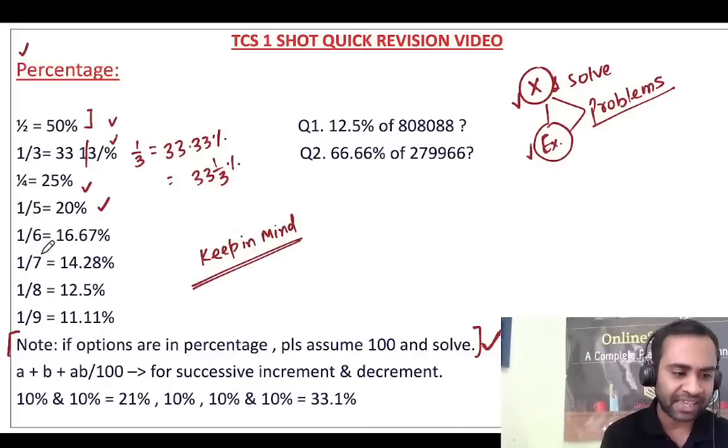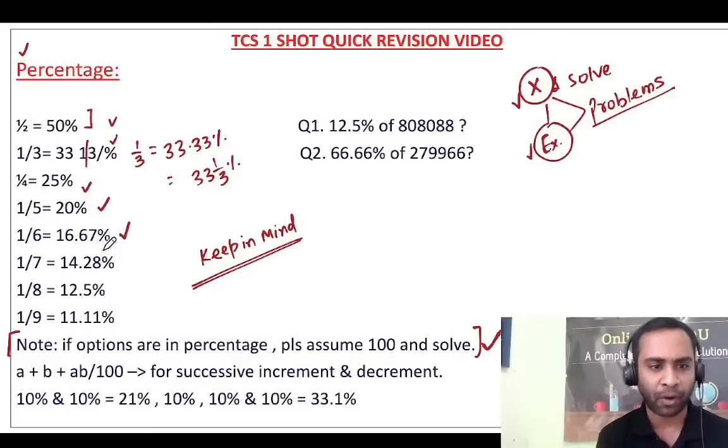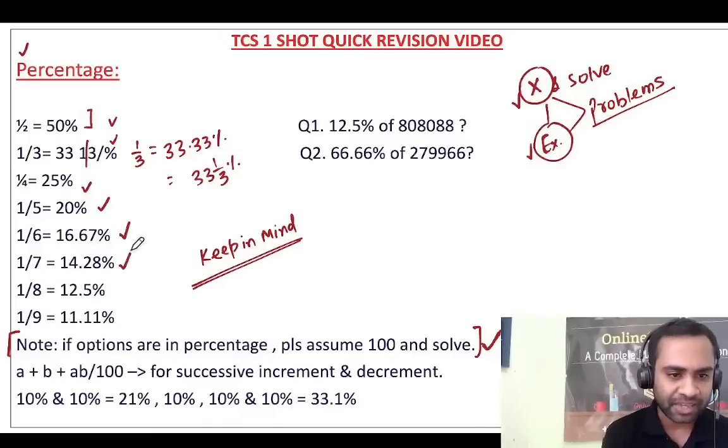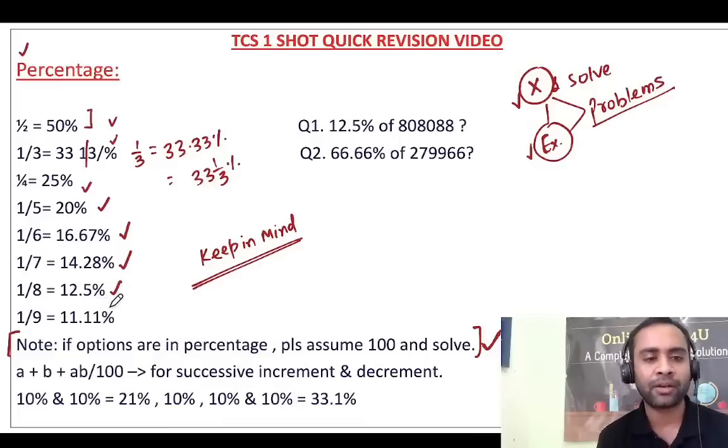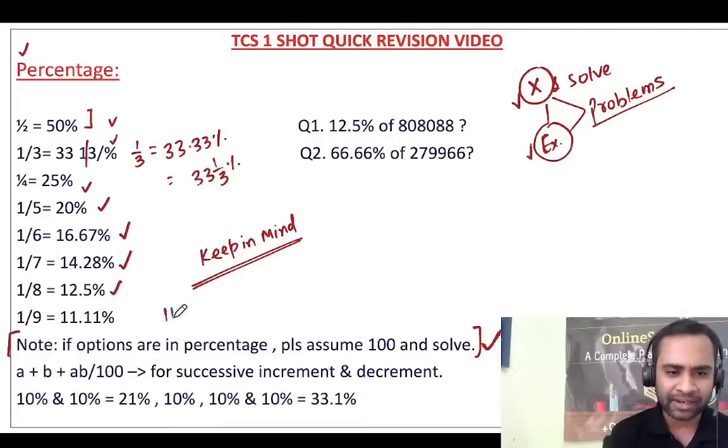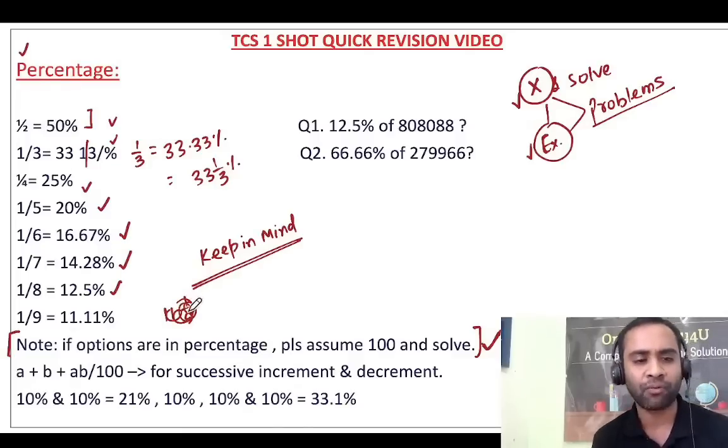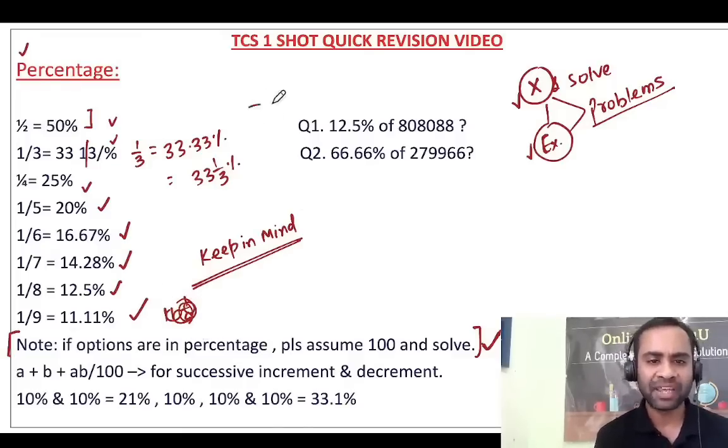Now 1 by 6 is 16.67 percentage, 1 by 7 is 14.28 percentage, 1 by 8 is 12.5 percentage, 1 by 9 is 11.11 percentage, right? Okay, please keep this in mind.